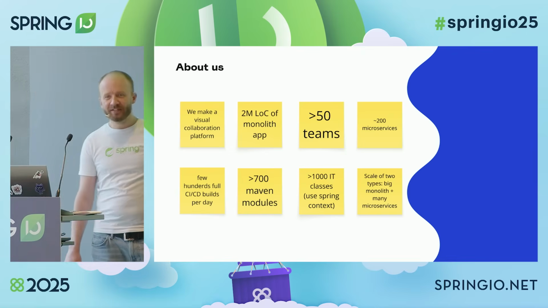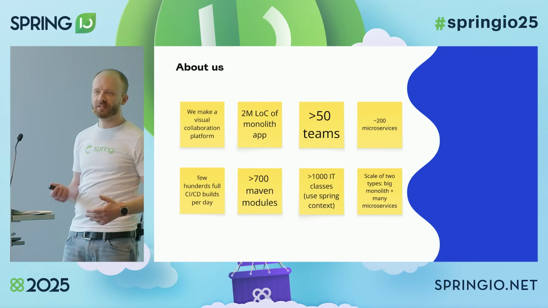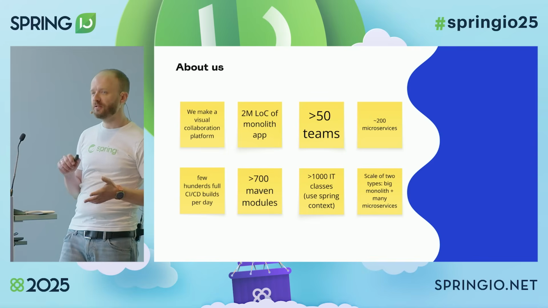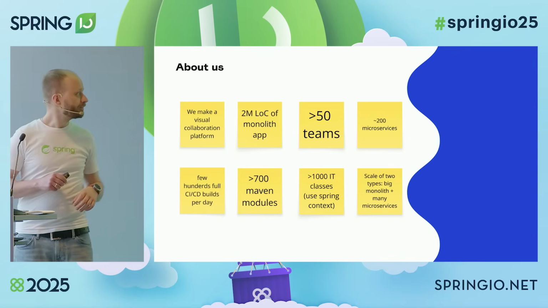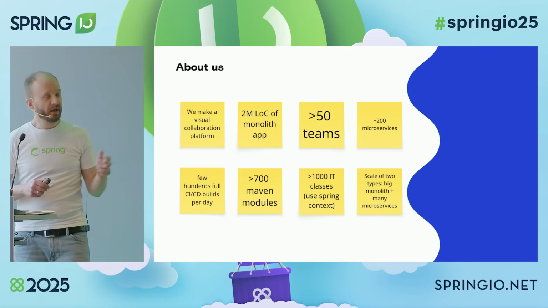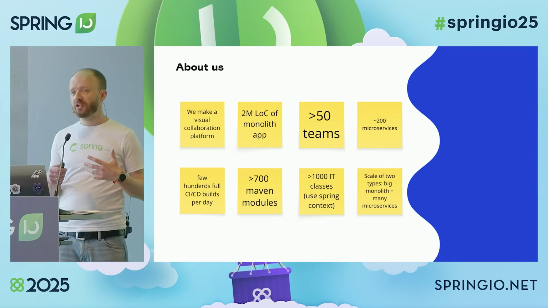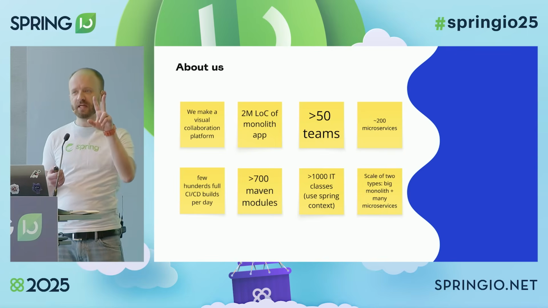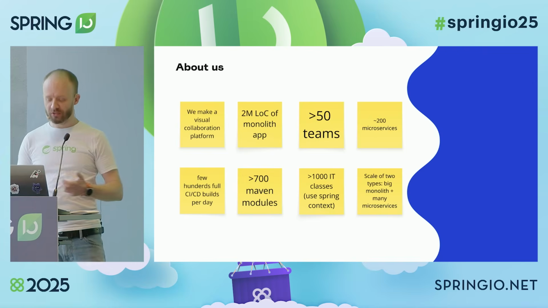So we could not decide which way to go, to the monolith or to microservices. So we use both. Our main application is a huge monolith with about 2 million lines of code, and we also have about 200 microservices. More than 50 teams work independently on this, and we have thousands of integration test classes. So I would like to share some insights based on our experience on two types of scale: huge monolith applications and lots of small microservices.